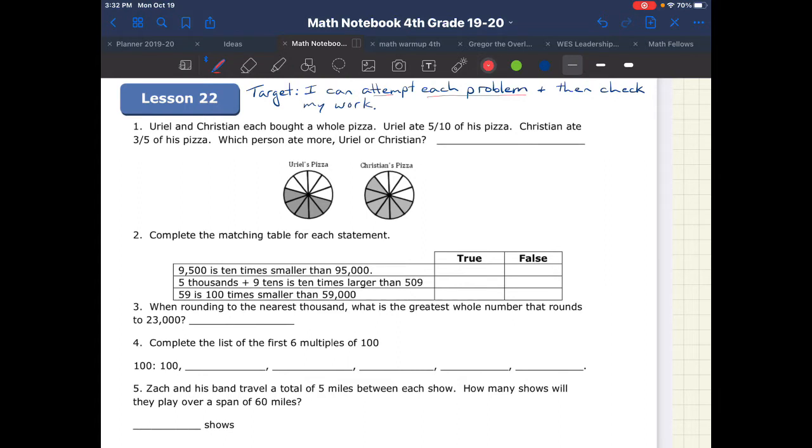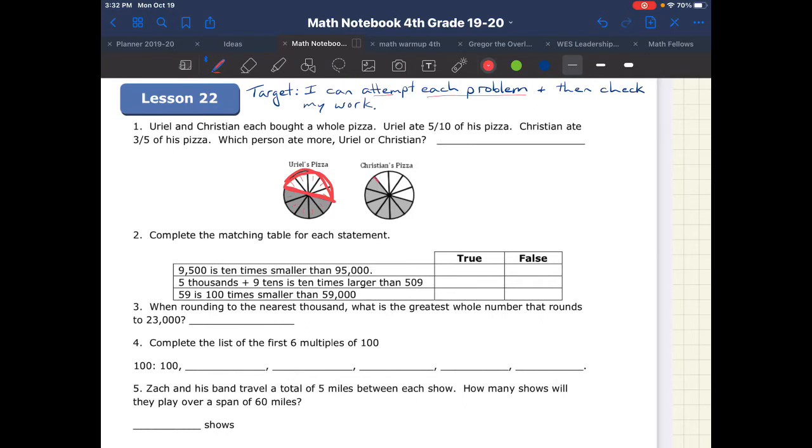Okay, so Uriel's pizza, 5/10. We've got 1, 2, 3, 4, 5, 6, 7, 8, 9, 10, and he's got 5 of them. So he ate 5/10, right? It's pretty easy to see that 5/10 is half. Now the other one, 3/5, is harder to see because these aren't tenths. They're not fifths, they are tenths, sorry.